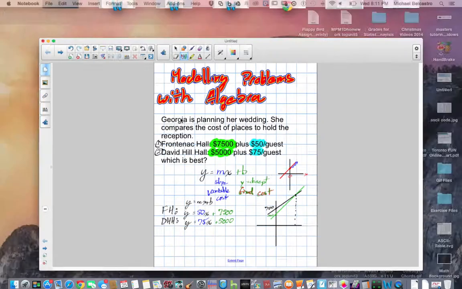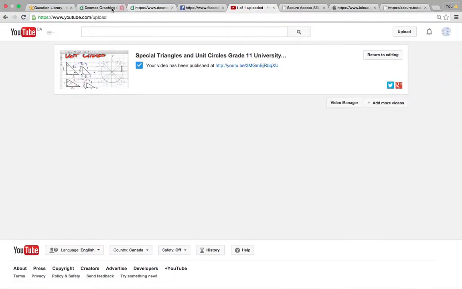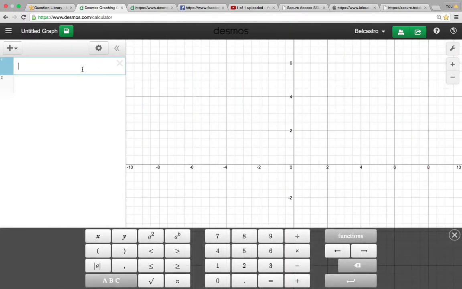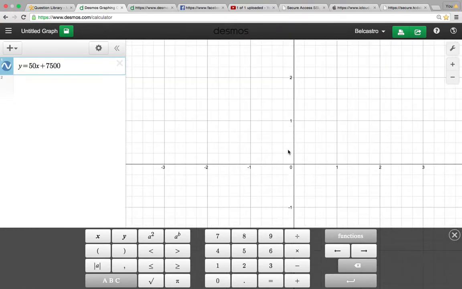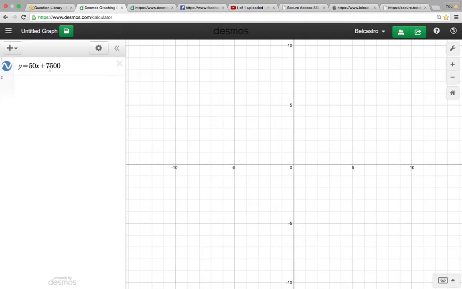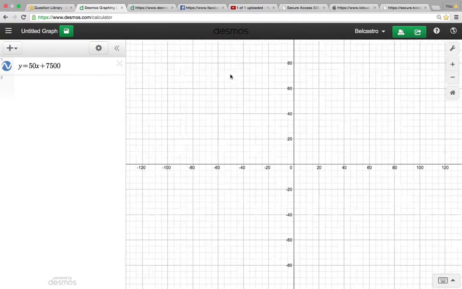I'm going to open up a graphing calculator here, and get rid of cotangent. We don't need that. Okay, so we said y was equal to 7,500 plus 50x, I think that was the value. So obviously our y-intercept, and we can tell right here, is at 10. That's not even close to where the y-intercept will be here. So we're going to really zoom out.